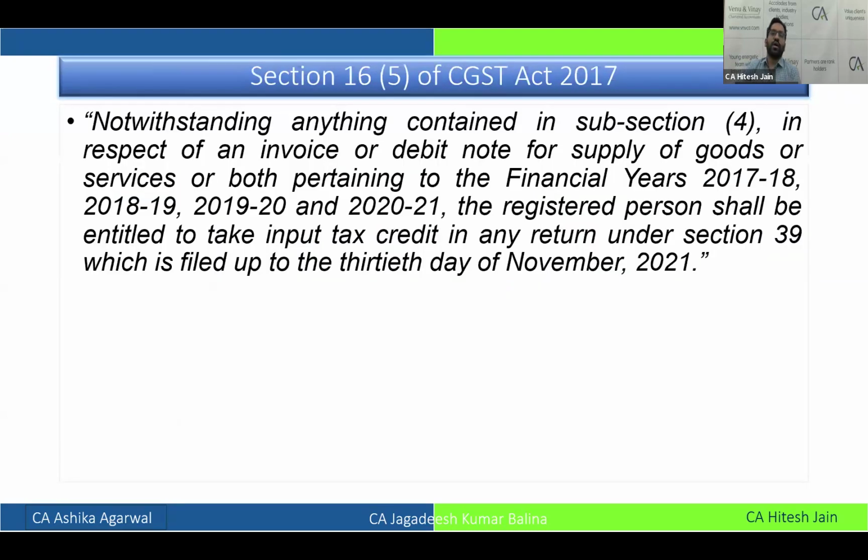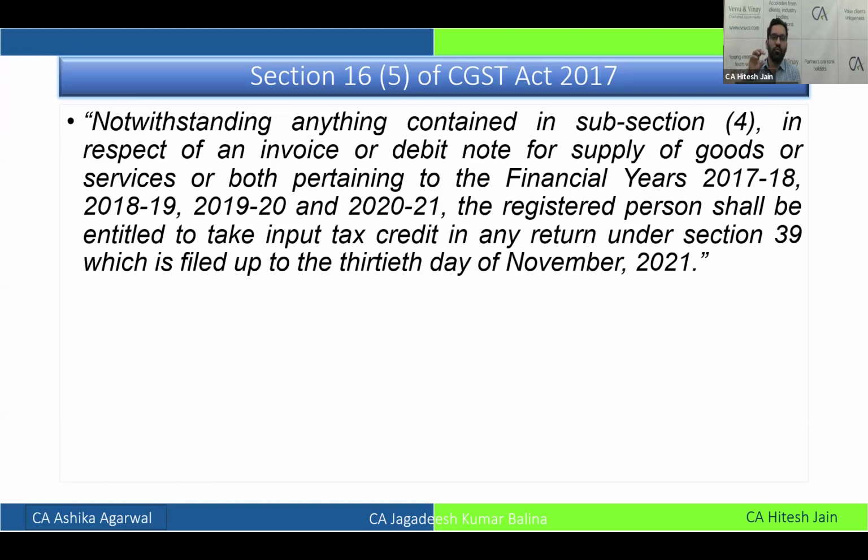Section 16 subsection 5. What does the legal provision say? If we read the bare text, it starts with a non-obstante clause. It states, notwithstanding anything contained in subsection 4, in respect of an invoice or debit note for supply of goods or services or both pertaining to the first 4 financial years, the registered person is entitled to take input tax credit in any return under Section 39, which is filed up to the 30th day of November 2021.